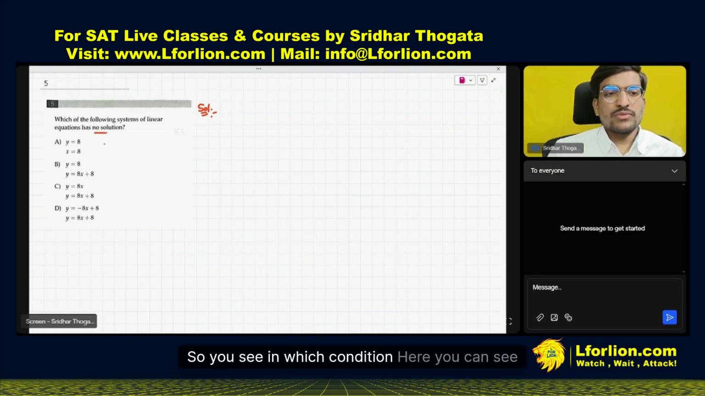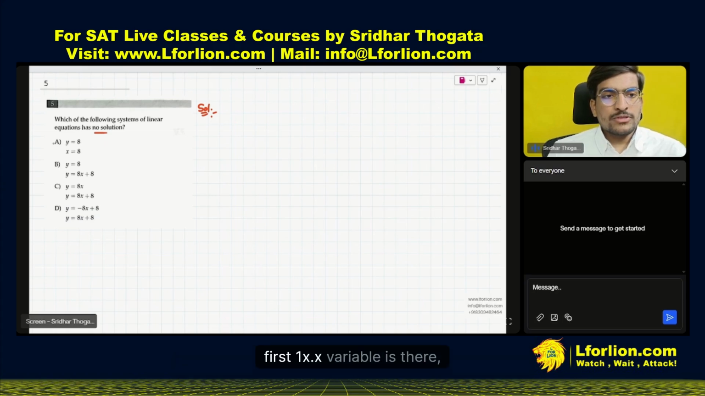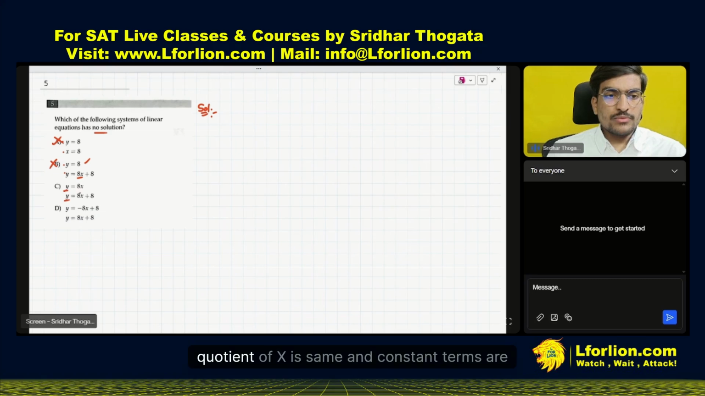So you see in the first one, an x variable is there, a y variable is there, but in both of them x and y are missing. So obviously option A is incorrect. And here you can see the coefficients of y are the same, but there is no coefficient of x in the first equation for option B, so this is also not a right option. And here you can see the coefficients of y are the same, the coefficients of x are the same, and the constant terms are different. Here 8, here there is no constant, it means 0. So option C is the right answer.